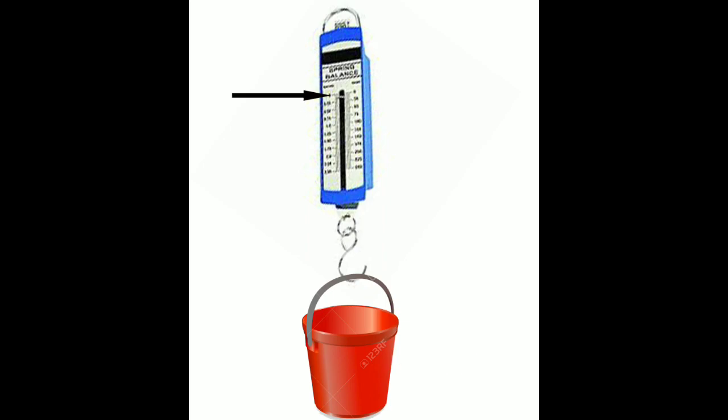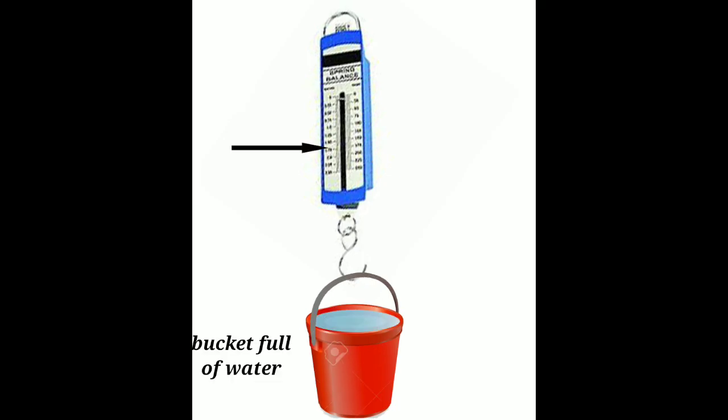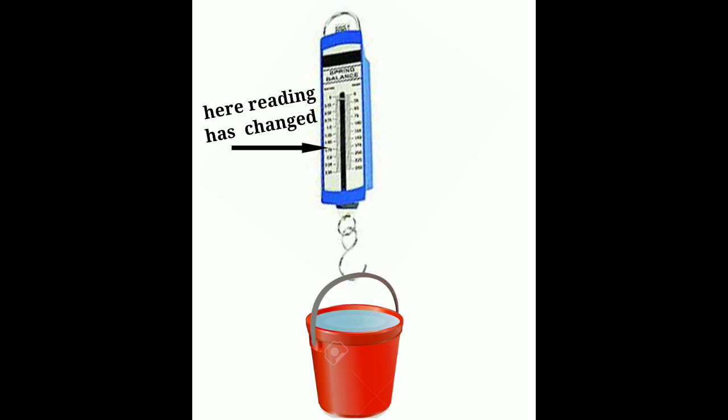Then we shall fill up that can with water. After filling up the can with water, we will find it becomes heavier. How? Because the reading of the spring balance changes once again and it shows us that it becomes heavier, or in other words, its mass increases. So we can prove that matter has mass.